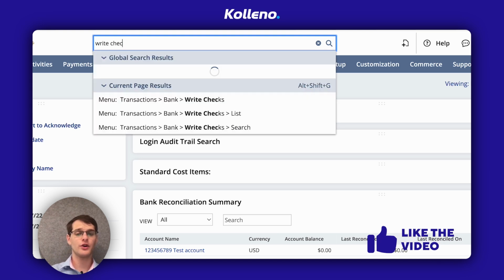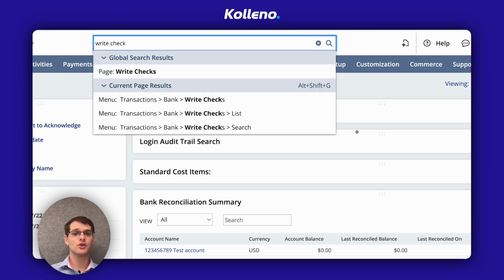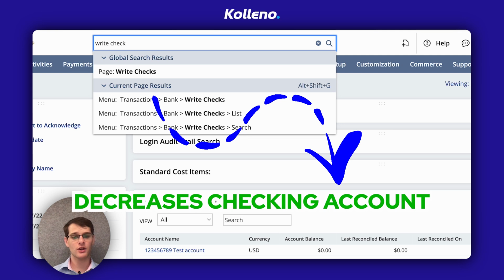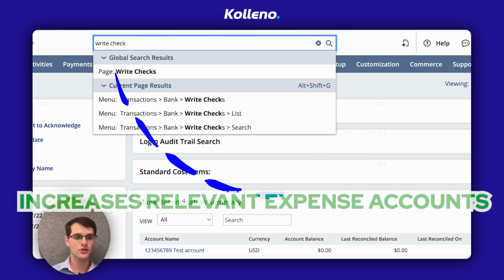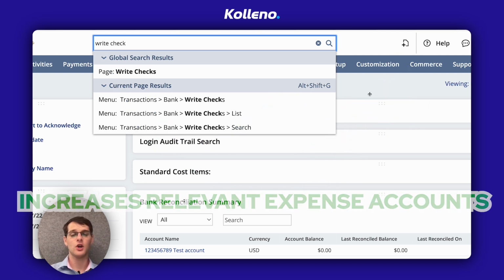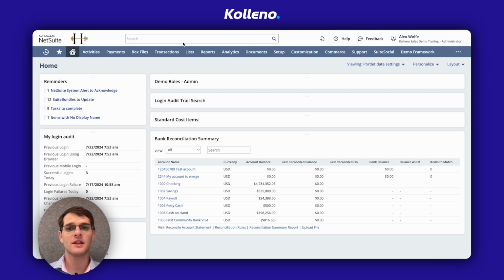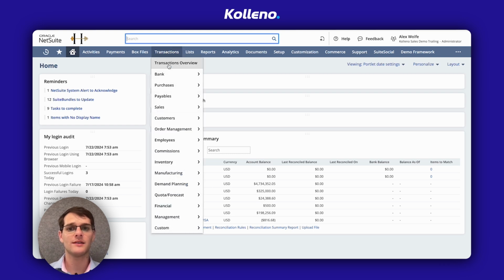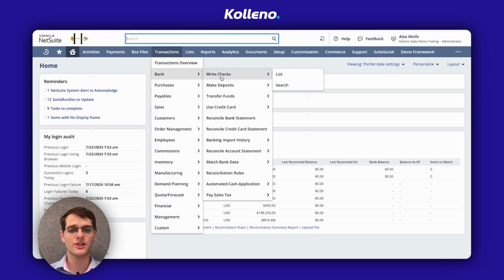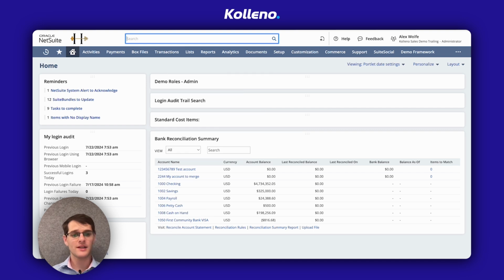We also have the return checks. So it decreases the checking account and increases the relevant expense accounts. We also have non-check debits that you can write in transactions, bank, and write checks. So it's the same as writing checks, but for cash, debit card, ATM, or EFT transactions.